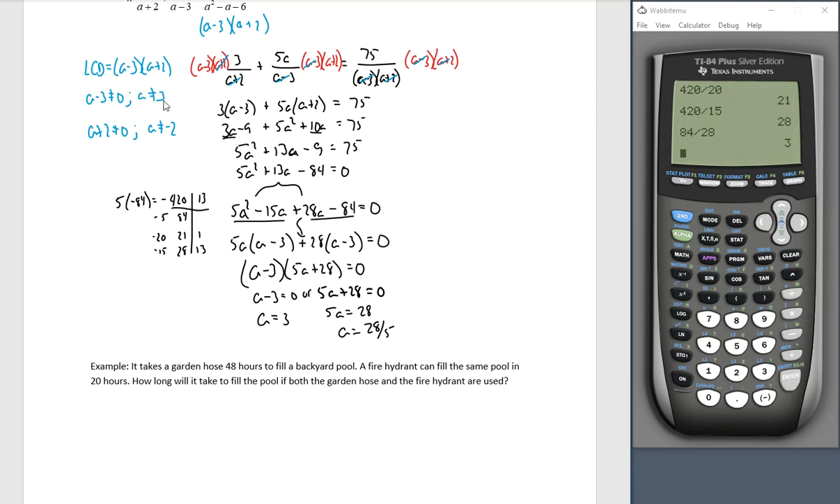But we know from the very beginning we cannot have a equals 3. So we would not include that answer. A equals 3 is what we call extraneous. Now, extra is the really important part of it. Extraneous. It's an extra answer that comes about from the process we used, but we know from the original problem that that's not a viable answer. So we have to toss it, and our only answer is 28/5.